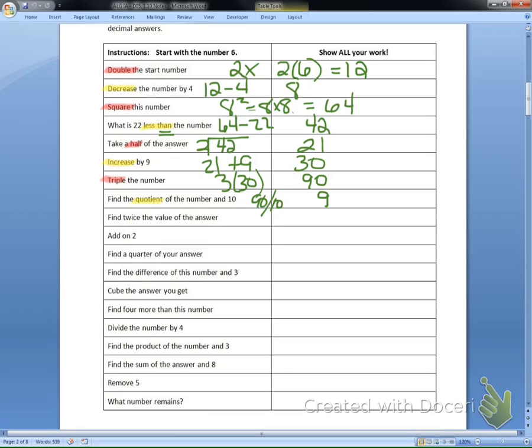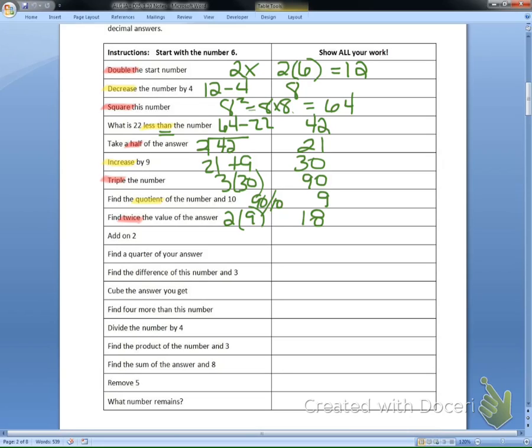In the next line it says find twice the value of the answer. The key word here is twice, and it is one of those red flagged words. It tells you what number to multiply by. We have to multiply the number by 2. So 2 times 9 is 18.